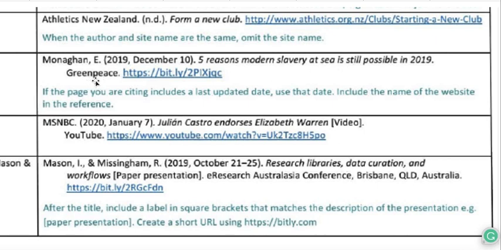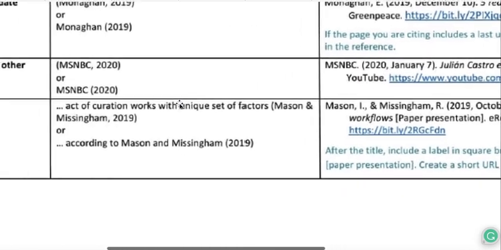But the main web page is Greenpeace. Then comes the web address. So this is the way we use references when the writer is available or the date is available, and also when the writer is not available and the date is not available.